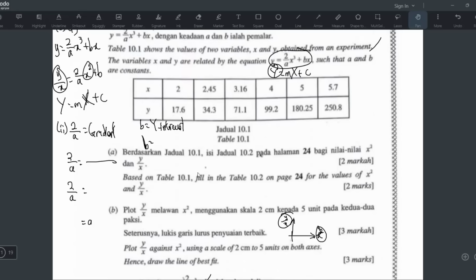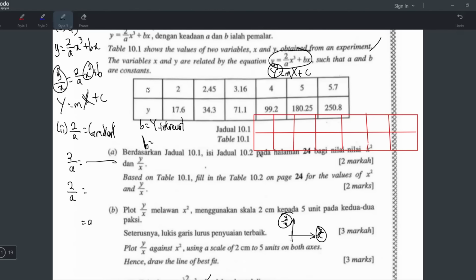Based on table 10.1, fill the table for the values of x square, y over x. So I'm sure there has to be a new table here lah. Okay, so what will I do? Draw a new table. Okay, I'll draw it here. Okay, now I have to draw some lines. Okay, ada berapa point? 1, 2, 3, 4, 5, 6. Alright, I think this is enough.